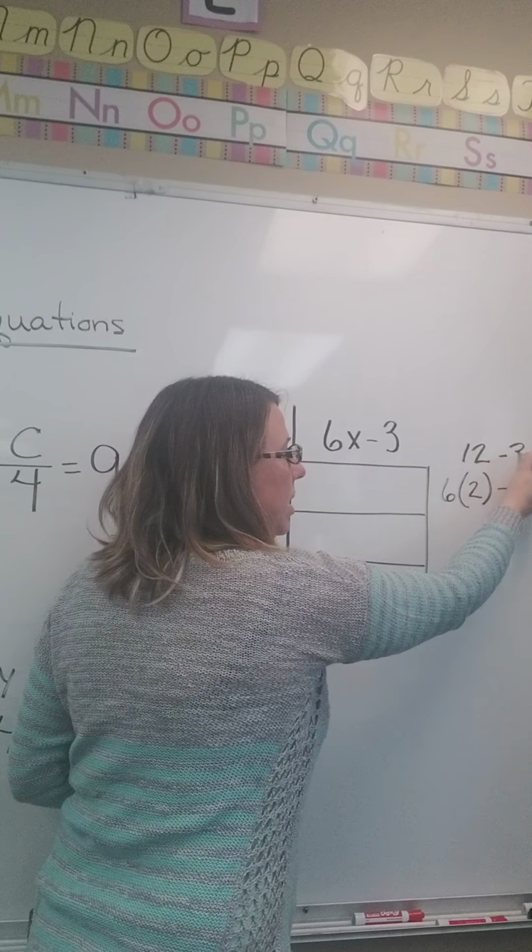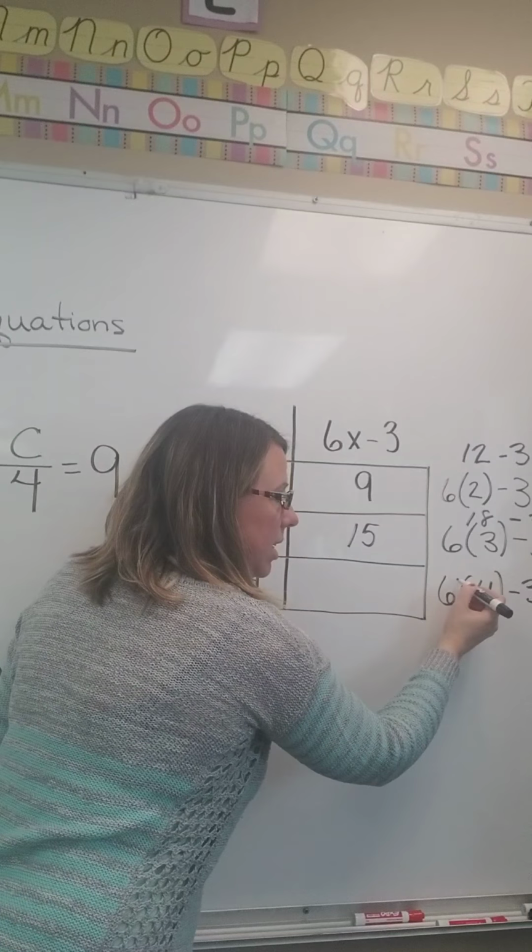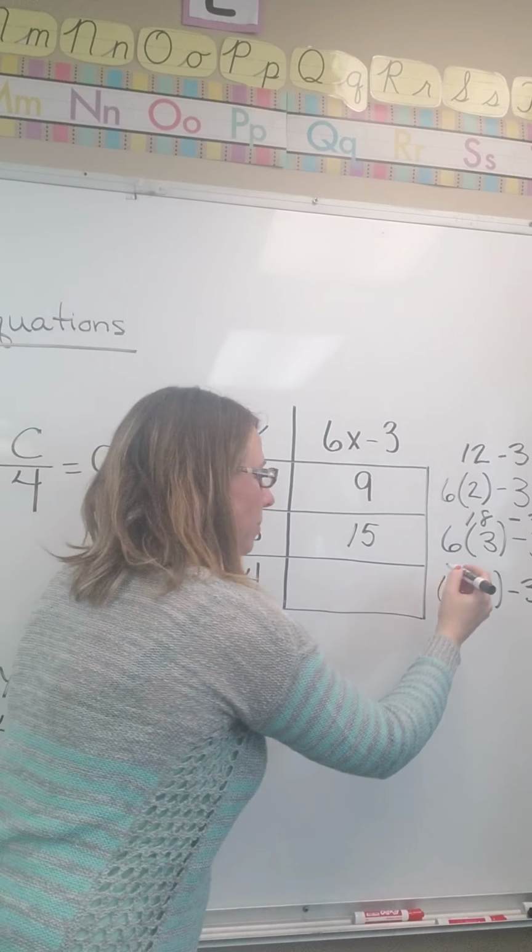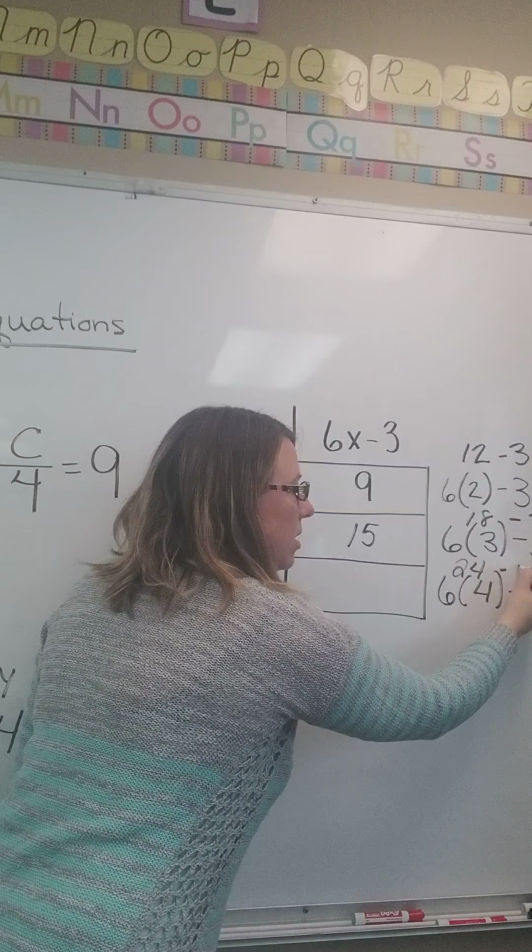So it's going to be 6 times 3 minus 3. 6 times 3 is 18, minus 3 equals 15. So the answer there is going to be 15. For the next one, you substitute x for 4. 6 times 4 minus 3. 6 times 4 is 24, minus 3 is 21. So the answer for this would be 21.